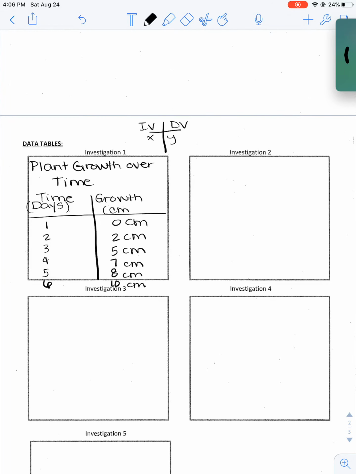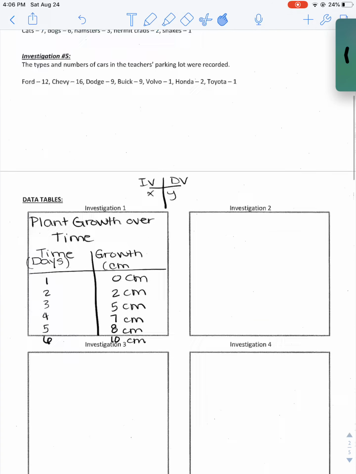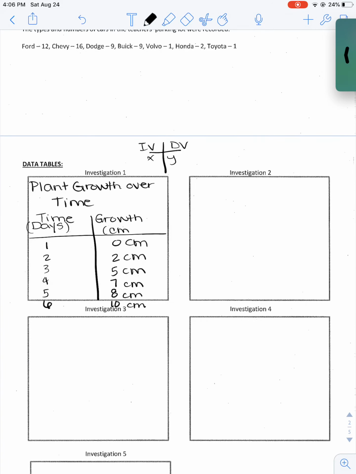So let's look at investigation 2. So this one is another one with plants. Tomato plants were grown at various temperatures. The number of tomatoes that grew on each plant was counted. Okay, so first thing I need to do is come over and put my title. So number of tomatoes at various temperatures.